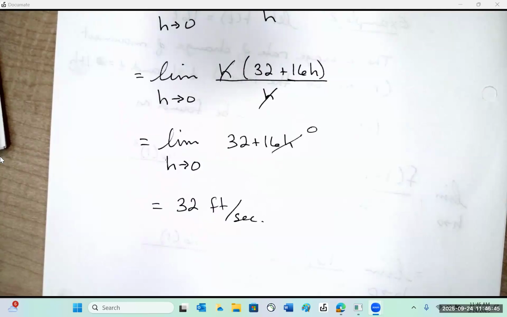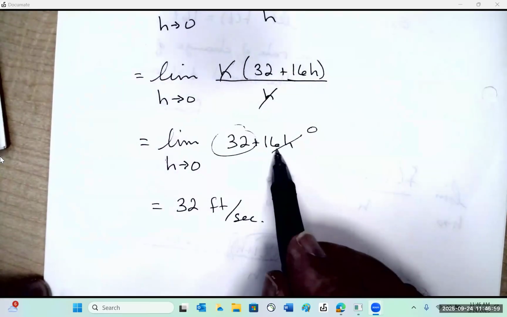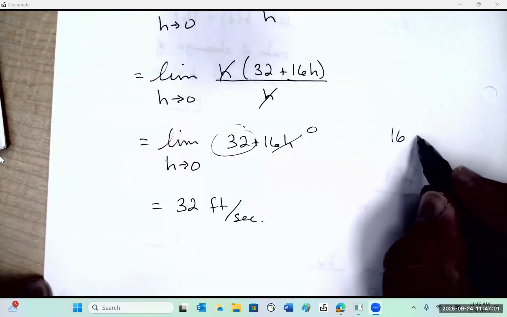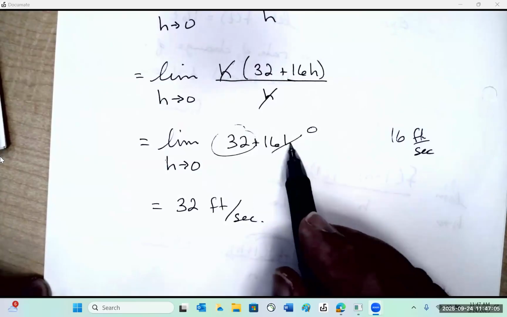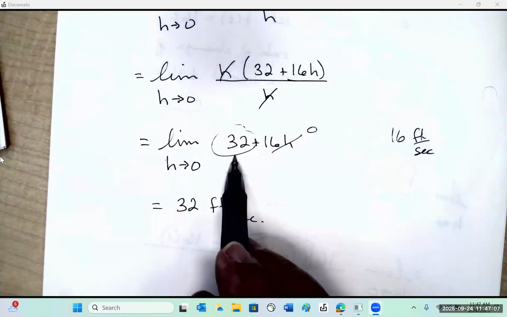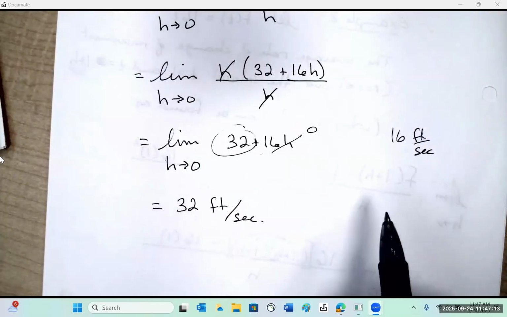Professor, so if our h approaches 0, that means our slope is 32 feet per second? Well, when h approaches 0, we're left with this value. This value here, 16, is 16 feet per second. But since the h goes to 0, it disappears. We're just left with 32. And the only unit we have from measurement of falling objects is gravity.